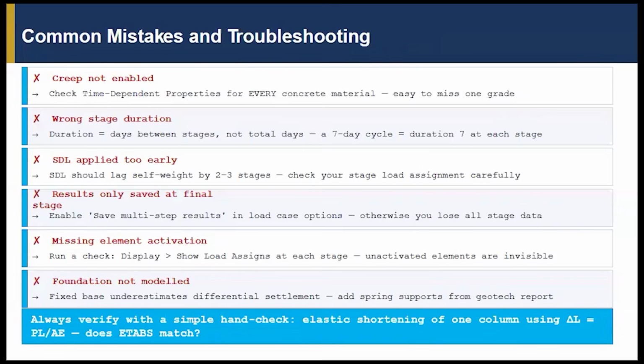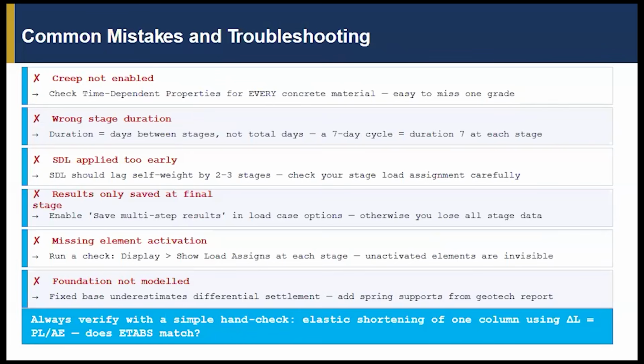So common mistakes and troubleshooting. Creep not enabled. Sometimes we may miss adding creep. That means you didn't really do long term. Then wrong stage duration. You did not consider the actual duration of the stage. SDL applied too early. You have to apply the superimposed dead load when it is really applied during construction. 6 months after, or 2 months, 1 month, changes things.